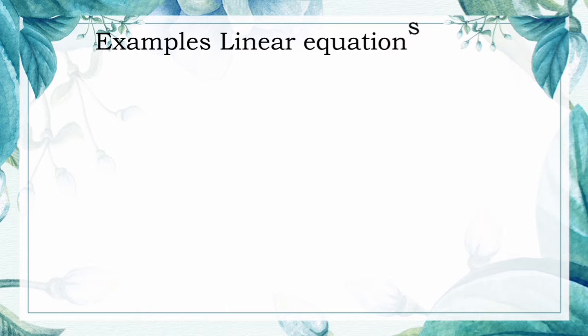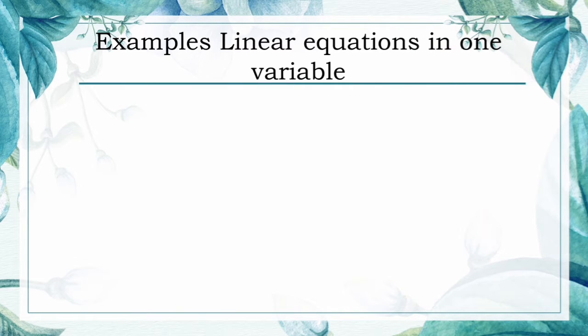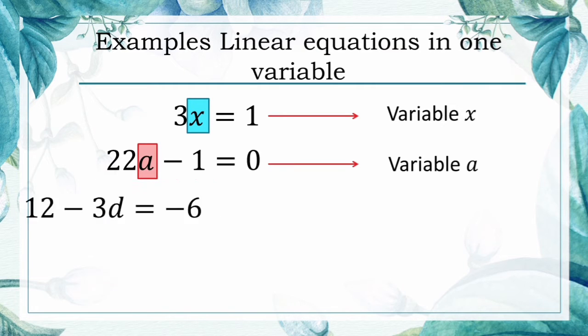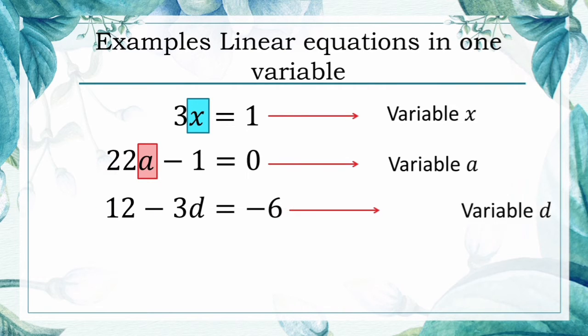Next, examples of linear equation in one variable. Example number 1, 3 times x equal to 1. The variable is x. Example number 2, 22 times a minus 1 equal to 0. The variable is a. Example number 3, 12 minus 3 times d equal to minus 6. The variable is d.